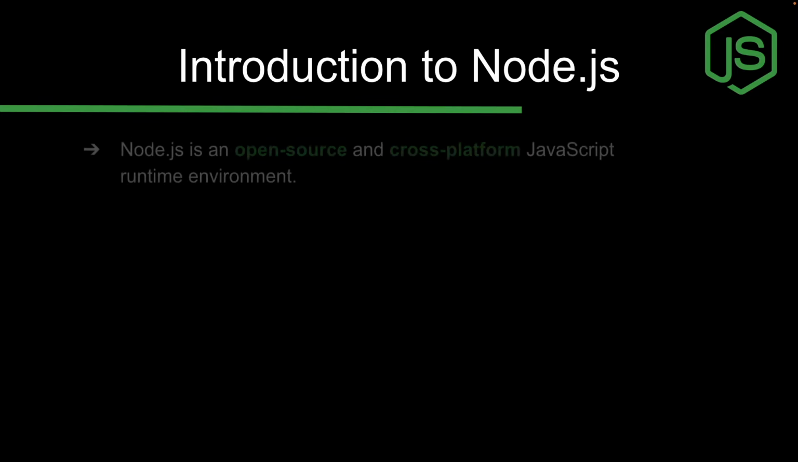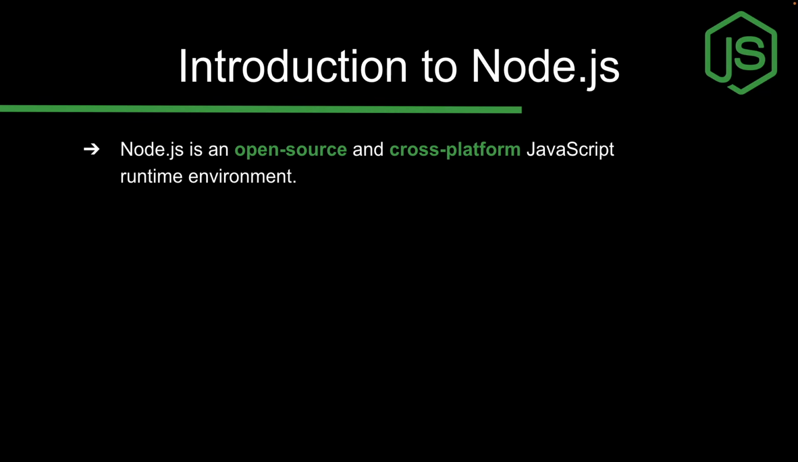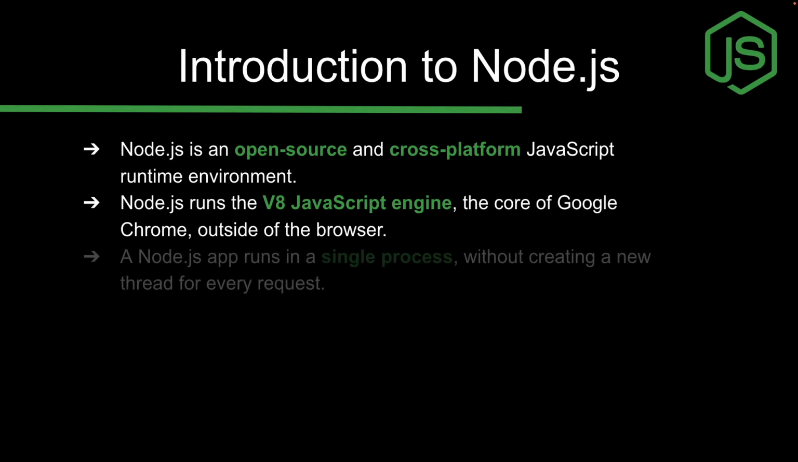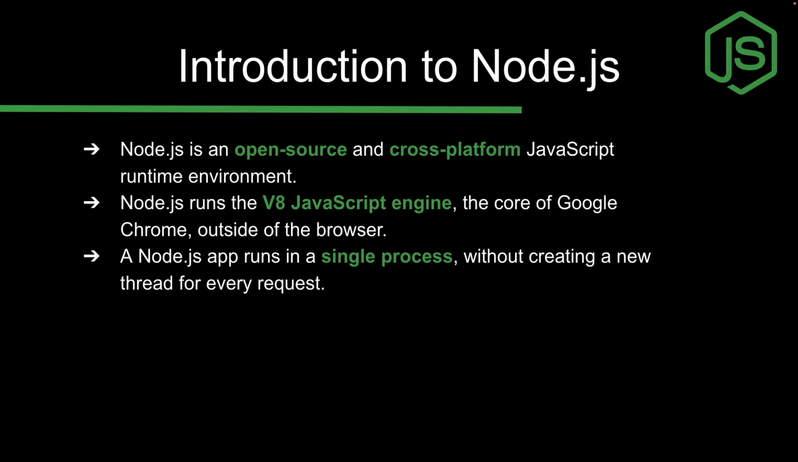Node.js is an open source, cross-platform JavaScript runtime environment. Node.js runs on the JavaScript V8 engine. This is the core of Google Chrome and allows us to run JavaScript outside the browser, and also makes Node.js much more performant. A Node.js app runs in a single process without creating a new thread for every request.